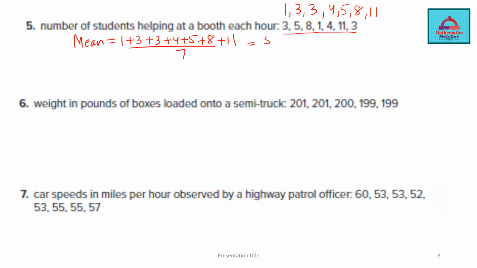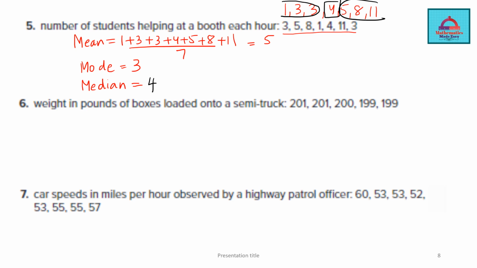So the mean is going to be 5 on simplification. Mode is the most repeated value. So if you see, only number 3 is repeated 2 times, so mode is 3. Median is the middle term, and here the number of terms are odd, so the median is going to be unique. This is lower half, this is upper half, so in the center you have 4, so median is 4.